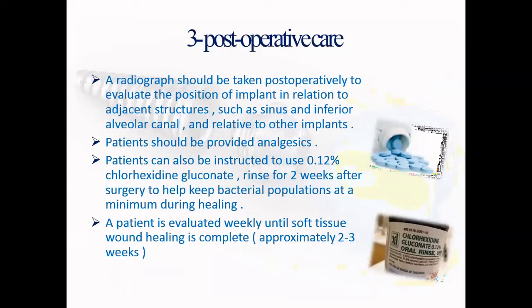A radiograph should be taken postoperatively to evaluate the position of the implant in relation to adjacent structures such as the sinus or inferior alveolar nerve, and the patient should be provided analgesia. The patient can also be instructed to use 0.12% chlorhexidine gluconate for 2 weeks after the surgery to help keep the bacterial population at a minimum during healing. The patient is evaluated weekly until soft tissue wound healing is complete.